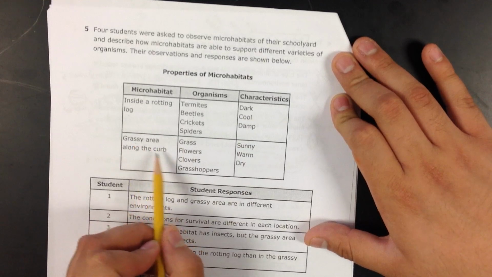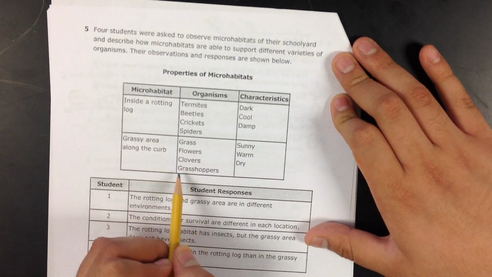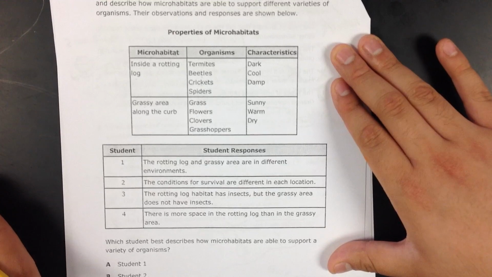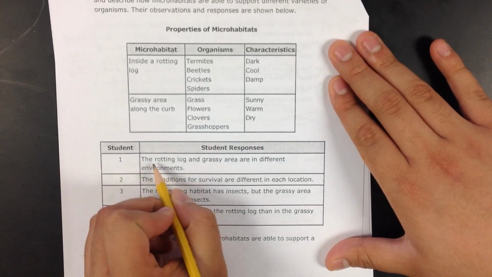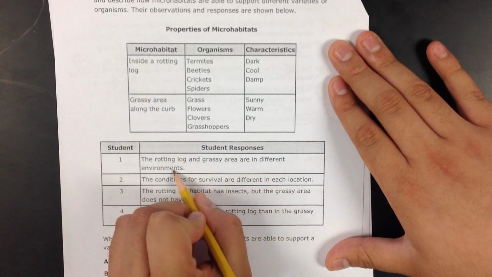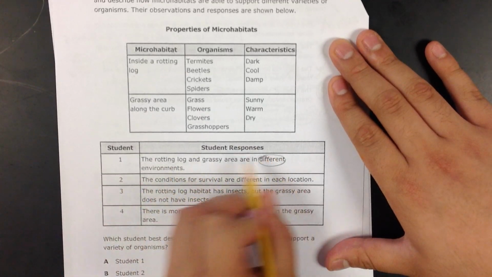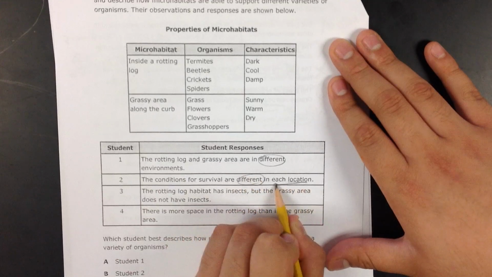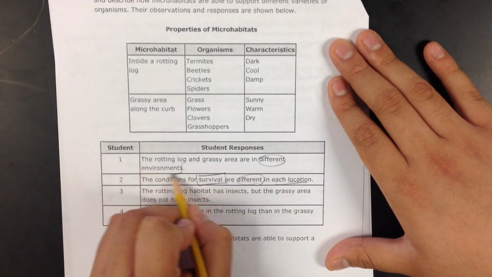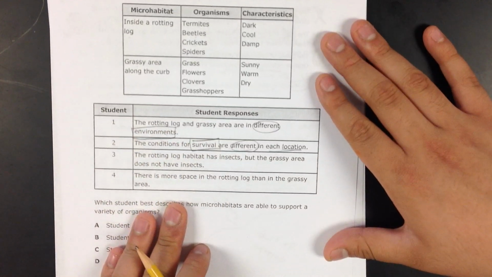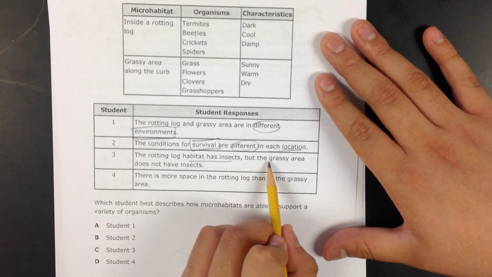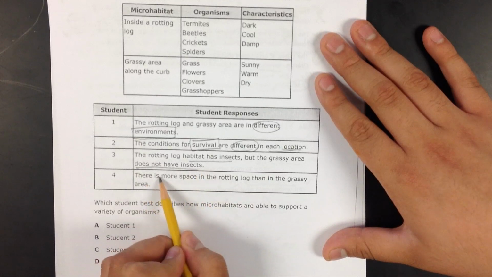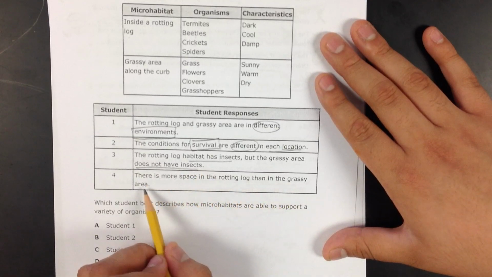We have a grassy area along the curb. They found grass, flowers, clovers, grasshoppers. It was sunny, warm, and dry. Student number 1 said that the rotting log and grassy area are in different environments. Number 2 says the conditions for survival are different at each location. Number 3, the rotting log habitat has insects, but the grassy area doesn't have insects. Number 4 says there is more space in the rotting log than in the grassy area.